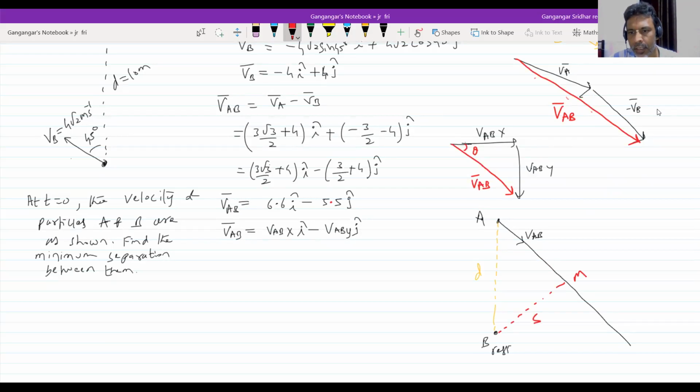I think our problem is solved. So this was theta. D is 10 meters, right? No, D is 10 only. So let me define this as theta. Calculations will be easier.